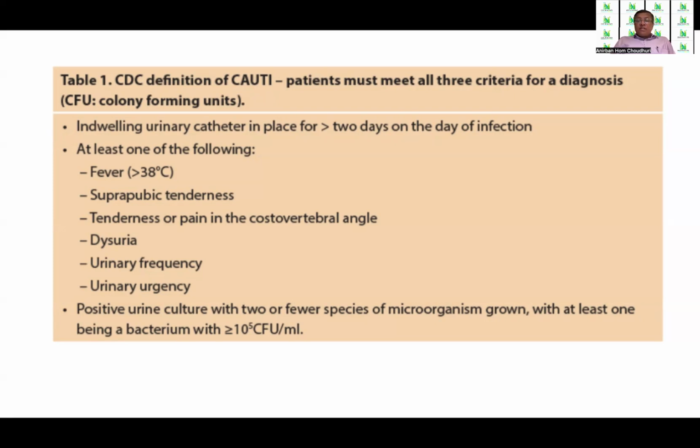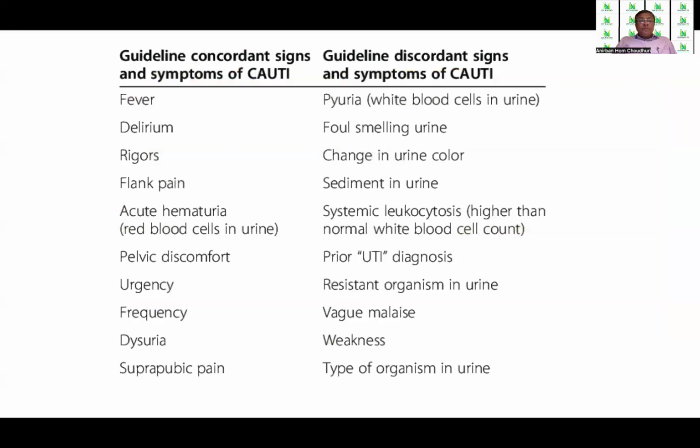So we have to think about whether this satisfies our case, and it doesn't, because we don't have a positive urine culture. But if it satisfies, it is CAUTI. If it doesn't satisfy, the patient may have a risk of CAUTI. There are certain concordant signs and symptoms of CAUTI, and certain discordant signs and symptoms. Concordant signs take us more towards CAUTI, and discordant signs take us away from CAUTI, but both are useful because one increases the positive likelihood of having CAUTI and the other reduces the likelihood of CAUTI by chance.